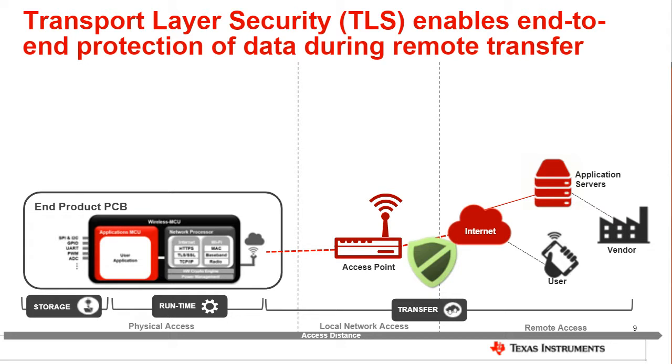So this could be if you're generating some sort of data on your system, and then you need to send it to a cloud server or application server for further processing, or it could also be used when you're trying to send software updates to your end product. TLS can provide mechanisms that help protect that data or information by encrypting it during transfer, adding integrity checks, and all of that applies end-to-end from the device to the server and vice versa.